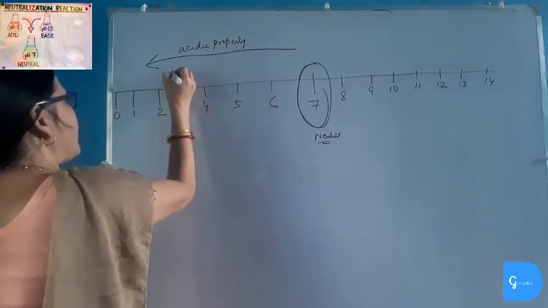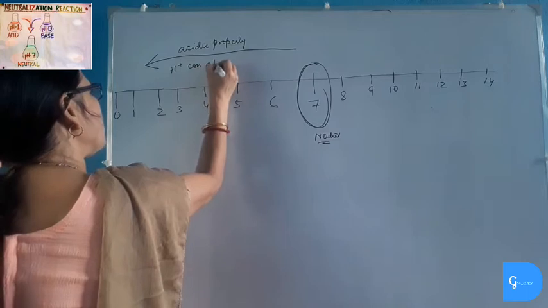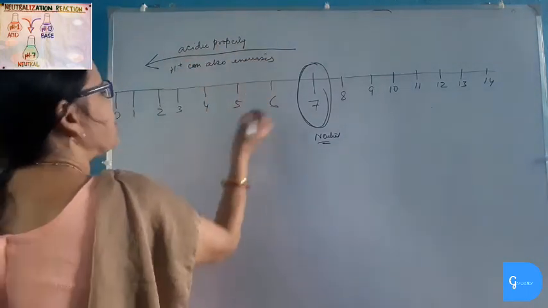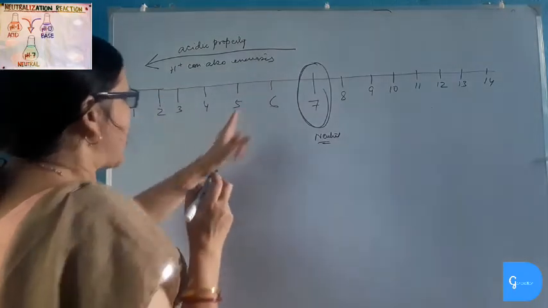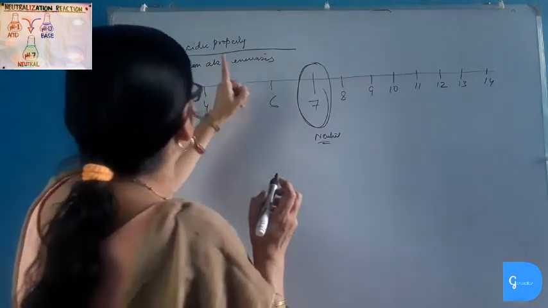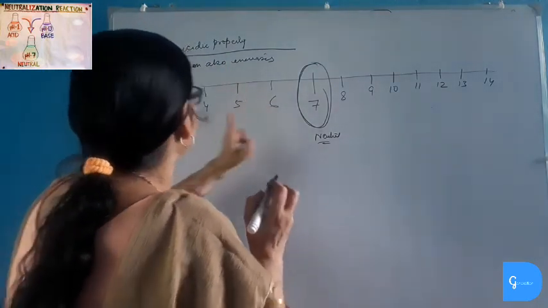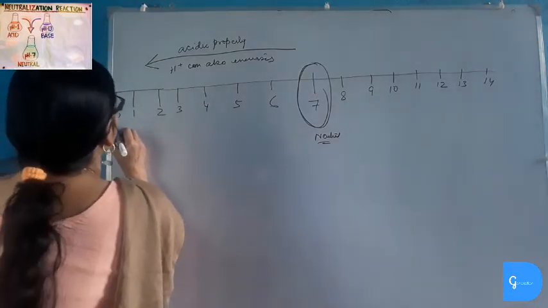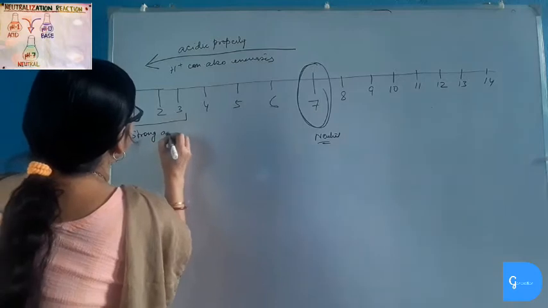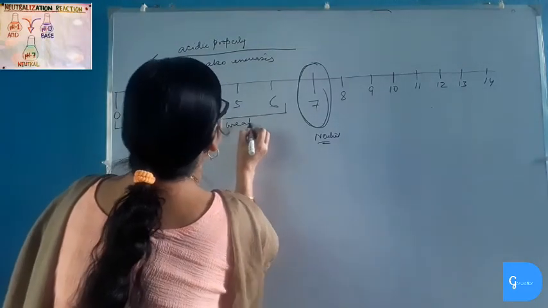and hydrogen ion concentration also increases, but pH value decreases. As pH value decreases from 7 towards 0, the acidic property of that solution increases, as well as the hydrogen ion concentration also increases. That is, 0, 1, 2, 3 are strong acids, and those having pH value 4, 5, 6 are weak acids.